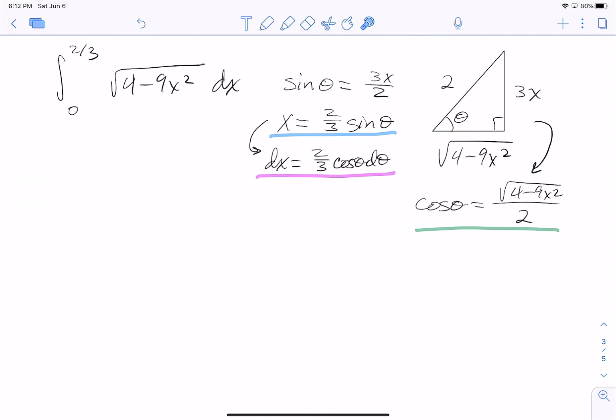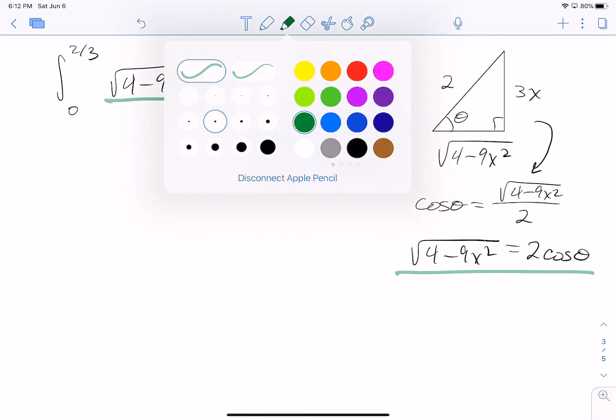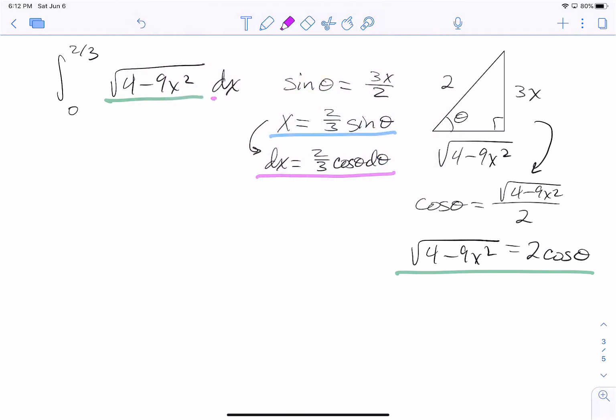Going back to the triangle, the cosine of theta is equal to the square root of 4 minus 9x squared divided by 2. The square root then of 4 minus 9x squared is equal to 2 times the cosine of theta. That's what I want to underline. We need to replace the square root, we need to replace the dx, and we need to change the limits of integration. Let's talk about the limits of integration.